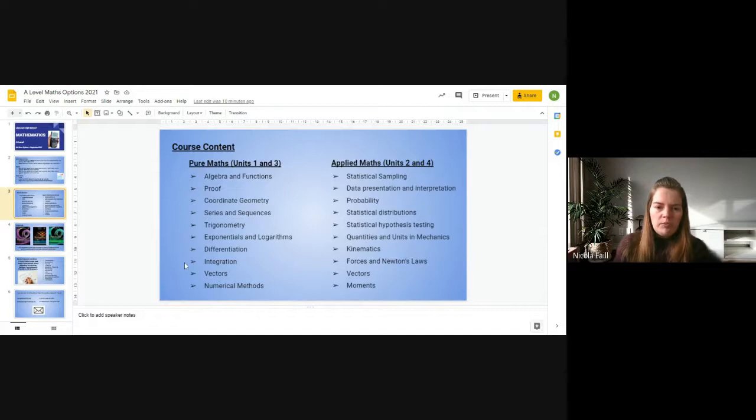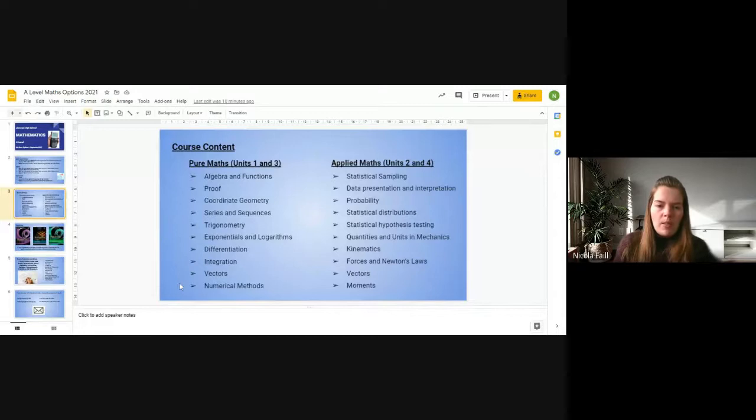Differentiation and integration. These feature in the additional maths at GCSE, which you may have come across. But as I mentioned a moment ago, if you've not done GCSE additional maths, don't worry. You'll be introduced to these as part of the A-level course in year 12. So don't worry if you've not come across those before.